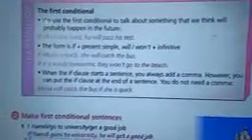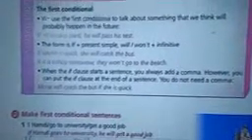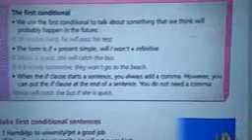Number 4, if we don't have crops for food, what will happen? It will become very difficult for us to live. Here also we have will become. Look at our grammar books. It's talking about the first conditional. What is the first conditional? We use the first conditional to talk about something that we think will probably happen in the future. It will be more logical than usual.